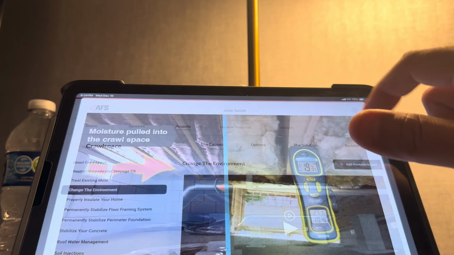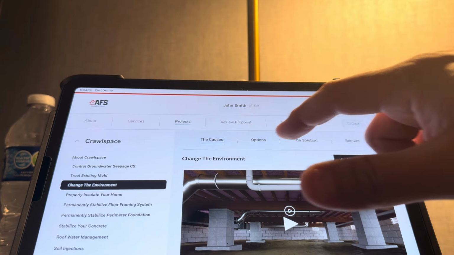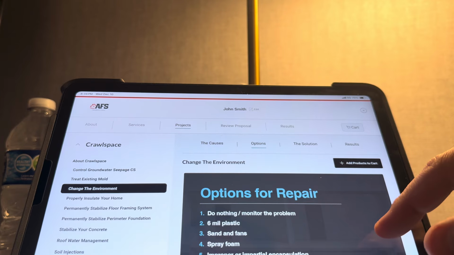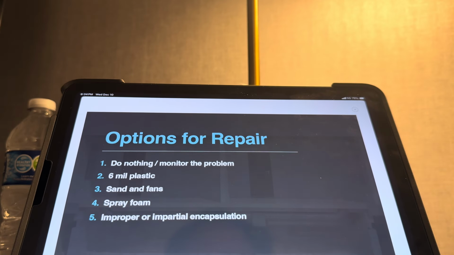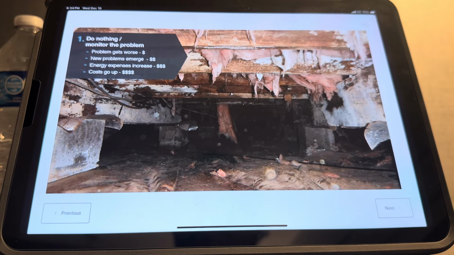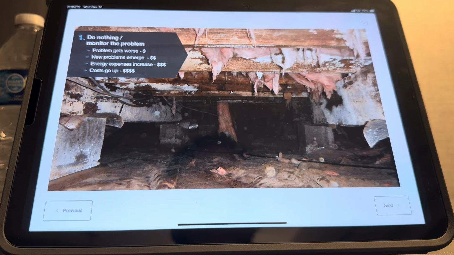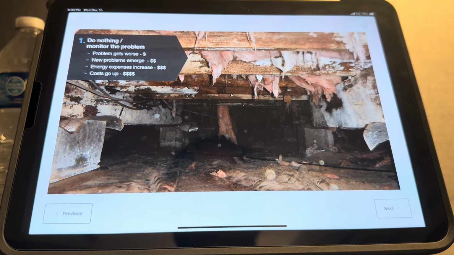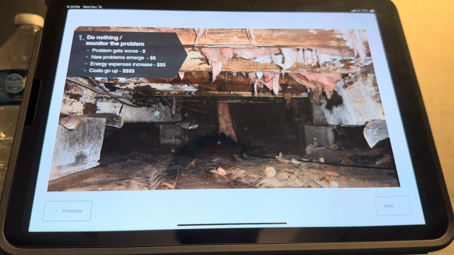All right, so now that we've taken a look at the causes, some of the historical options for repair that contractors and customers have entertained in the past. The first one is just the option to do nothing. You've been doing this for years, right? Just sort of ignoring it, hoping that the problem would get better or would just go away.